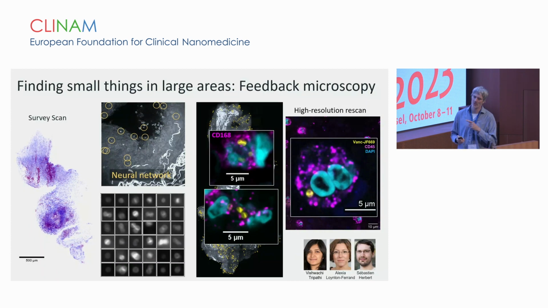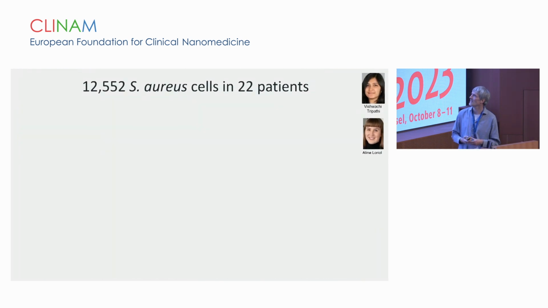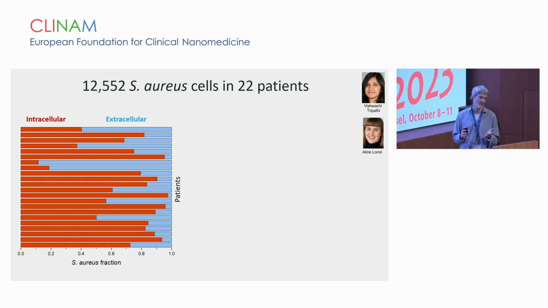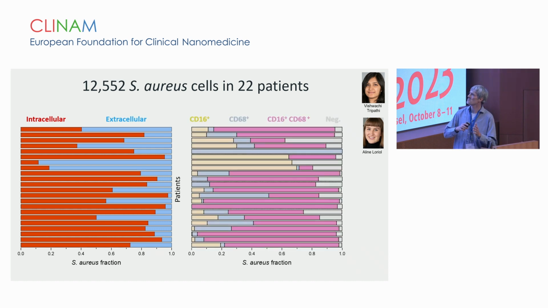And you see already that some of the bacteria are inside host cells. Another barrier you have to penetrate if you want to reach a bacterium with any anti-infective. And now, because this pipeline runs semi-automatically, we have thousands of Staph aureus from many patients. And we find that the proportion of intracellular and extracellular bacteria varies. There's diversity between all these patients. But there's always both, always intracellular and extracellular. And the intracellular bacteria are in different cell types.